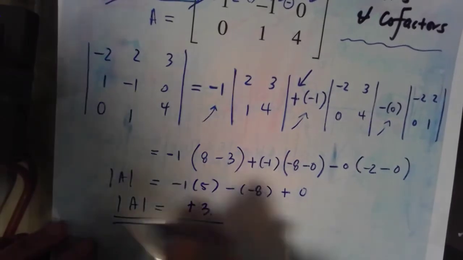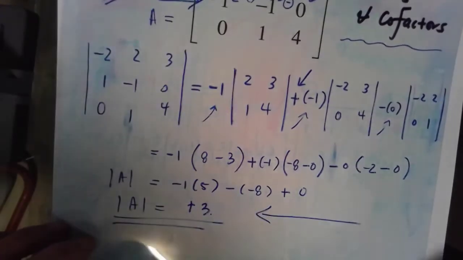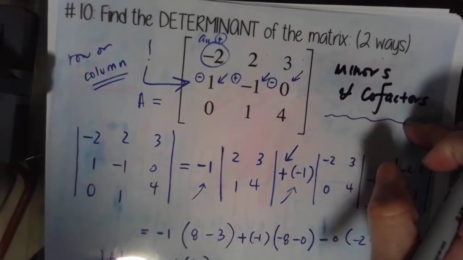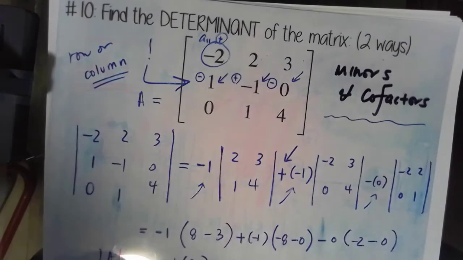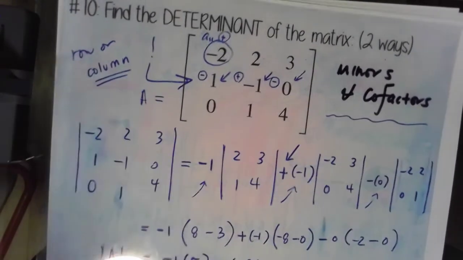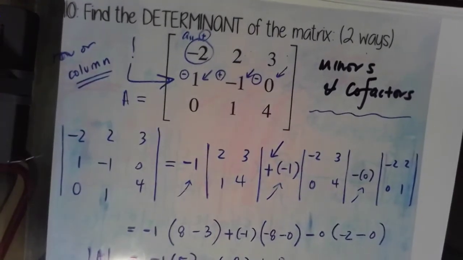And that's how you calculate a 3 by 3 matrix using minors and cofactors, okay? So if we say minors and cofactors, find the determinant of a 3 by 3 matrix, you must do it this way where you have minors and you have cofactors, okay? All right, I'm going to show you now.